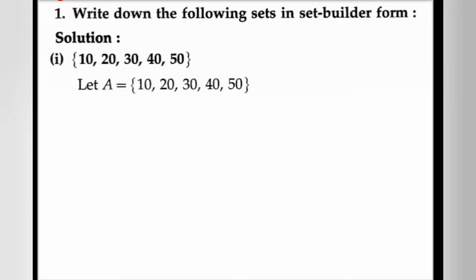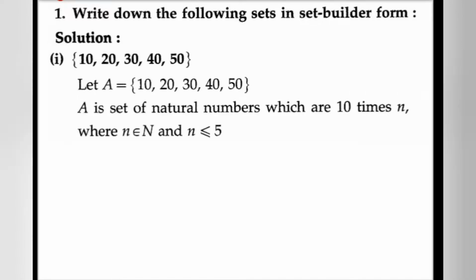Miscellaneous exercise 1. Question number 1. Write down the following sets in set builder form. Solution. Number 1. Set of 10, 20, 30, 40, 50. Let A is equal to set of 10, 20, 30, 40, 50.